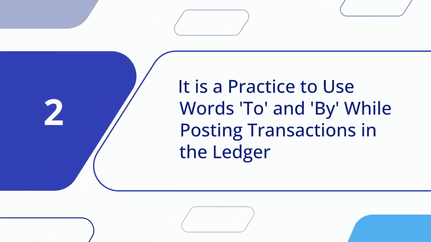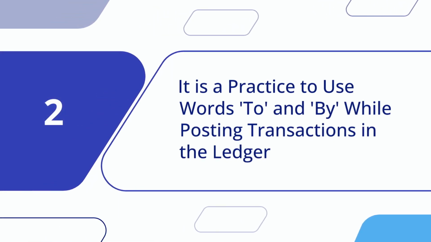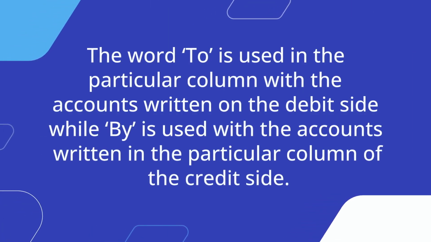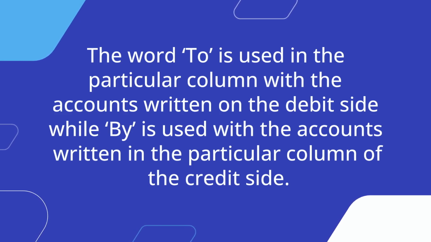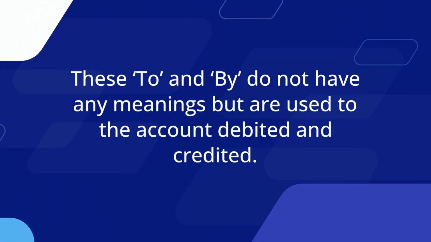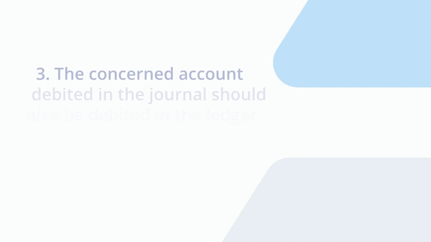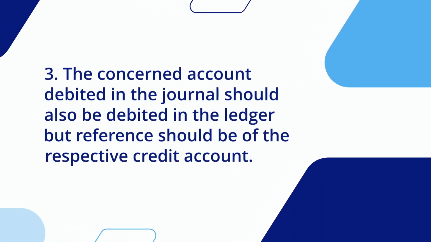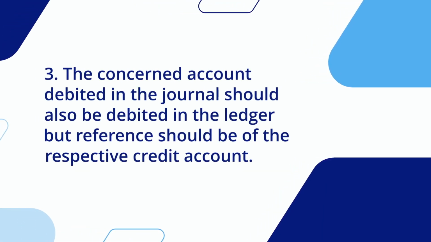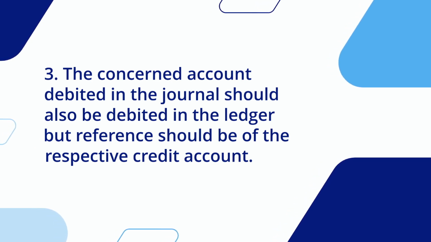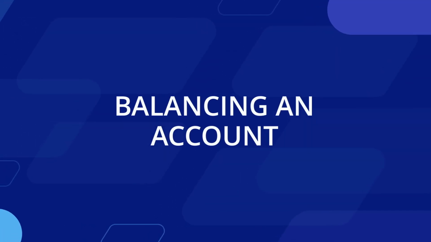It is a practice to use the words to and by while posting transactions in the ledger. The word to is used in the particular column with the accounts written on the debit side, while by is used with the accounts written in the particular column of the credit side. These to and by do not have any meanings but are used to show the account debited and credited. The concerned account debited in the journal should also be debited in the ledger, but reference should be given of the respective credit account.